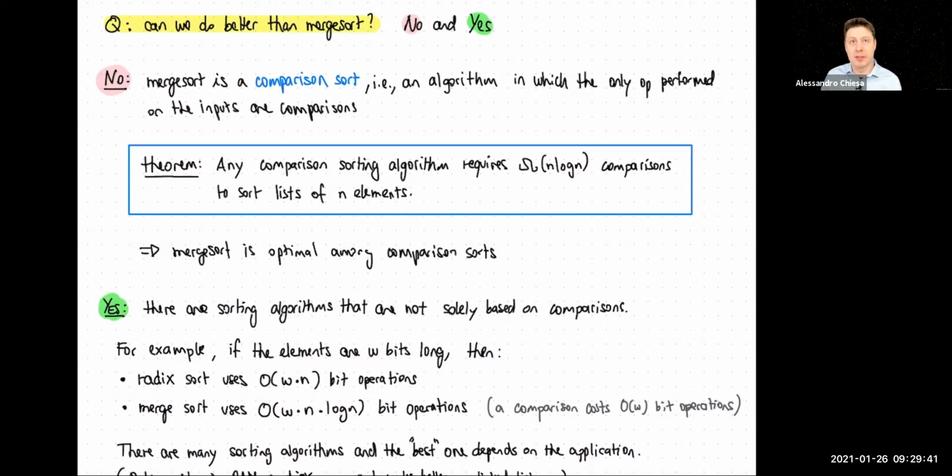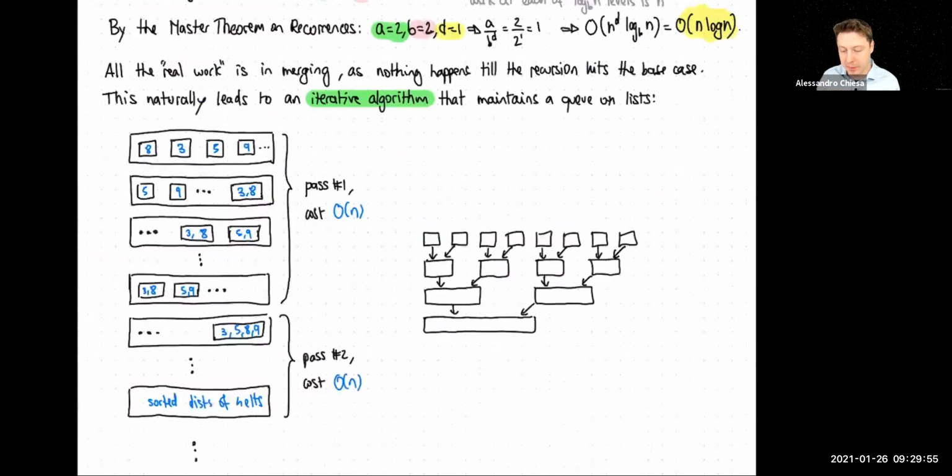We'll prove the theorem in the next slide, but just to make sure it's clear what the theorem says: look at a particular class of algorithms that have some restriction in the way they're designed. They have their hands tied, in the sense that the only way they can operate on the inputs is comparing things. Notice merge sort is one such algorithm.